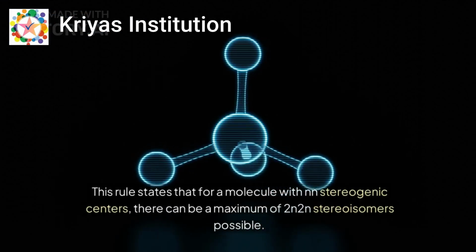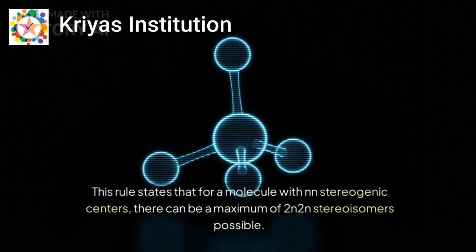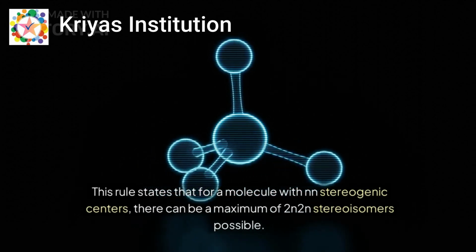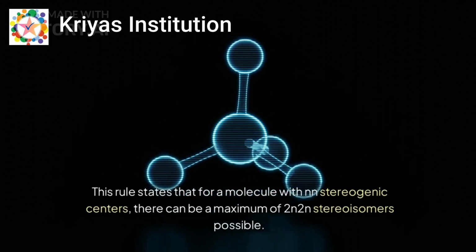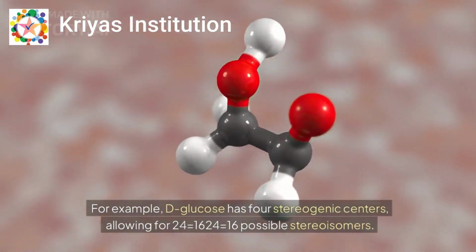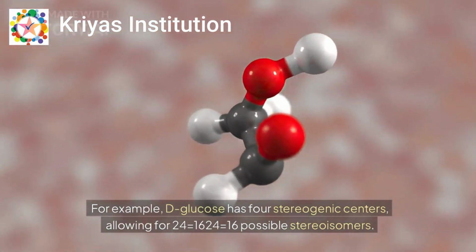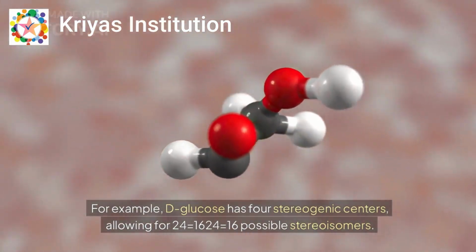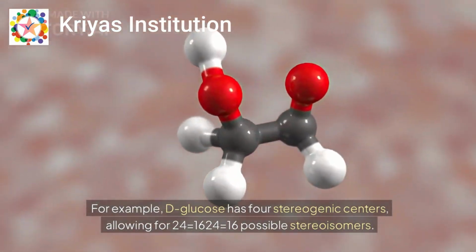This rule states that for a molecule with n stereogenic centers, there can be a maximum of 2^n stereoisomers possible. For example, D-glucose has 4 stereogenic centers, allowing for 2^4 equals 16 possible stereoisomers.